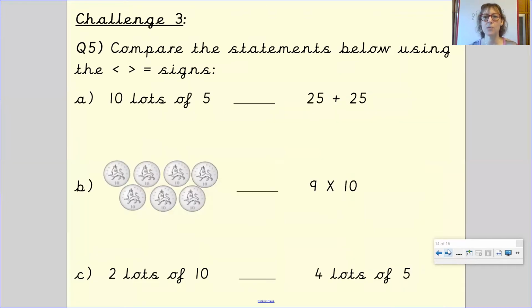Challenge 3, you've got your greater and less than signs and your equal signs. So again, work out what's on that side, work out what's on that side, and then decide which way round your crocodile is going, or if you need an equal sign. You don't need me to show you how to do this. You know how to do these.